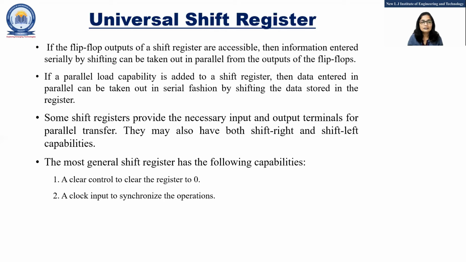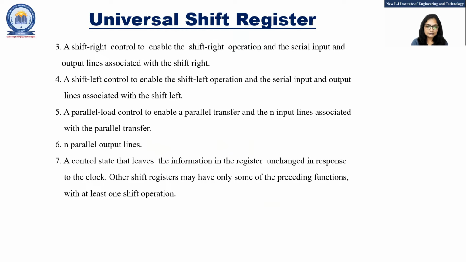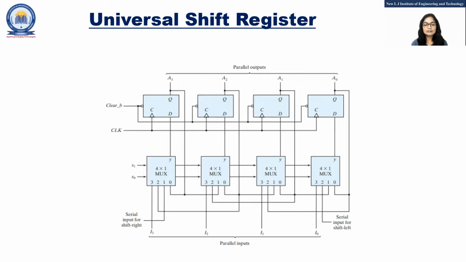So now we'll see what is the universal shift register. We can use one circuit as SIPO, PIPO, PISO, or SISO. Okay, so this is the circuit of universal shift register. In this register, we are using 4 different mux, 4:1 mux, and 4 D flip-flops.